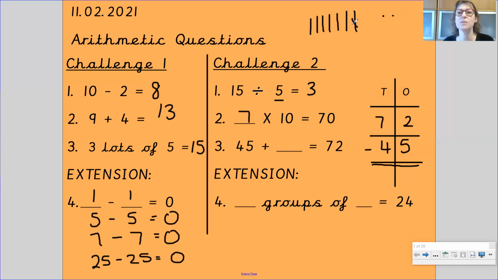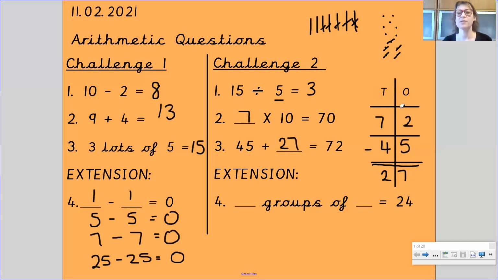I can't. So I'm going to swap one of my 10s for 10 ones. 1, 2, 3, 4, 5, 6, 7, 8, 9, 10. And I've still got my 72. 10, 20, 30, 40, 50, 60, 61, 62, 63, 64, 65, 66, 67, 68, 69, 70, 71, 72. So I haven't changed my number, I've just changed what my number looks like. Now I can take away my 5 ones. 1, 2, 3, 4, 5. And I can take away my 4 tens. 1, 2, 3, 4. And I have got 10, 20, 21, 22, 23, 24, 25, 26, 27 left. So I think my answer is 27.